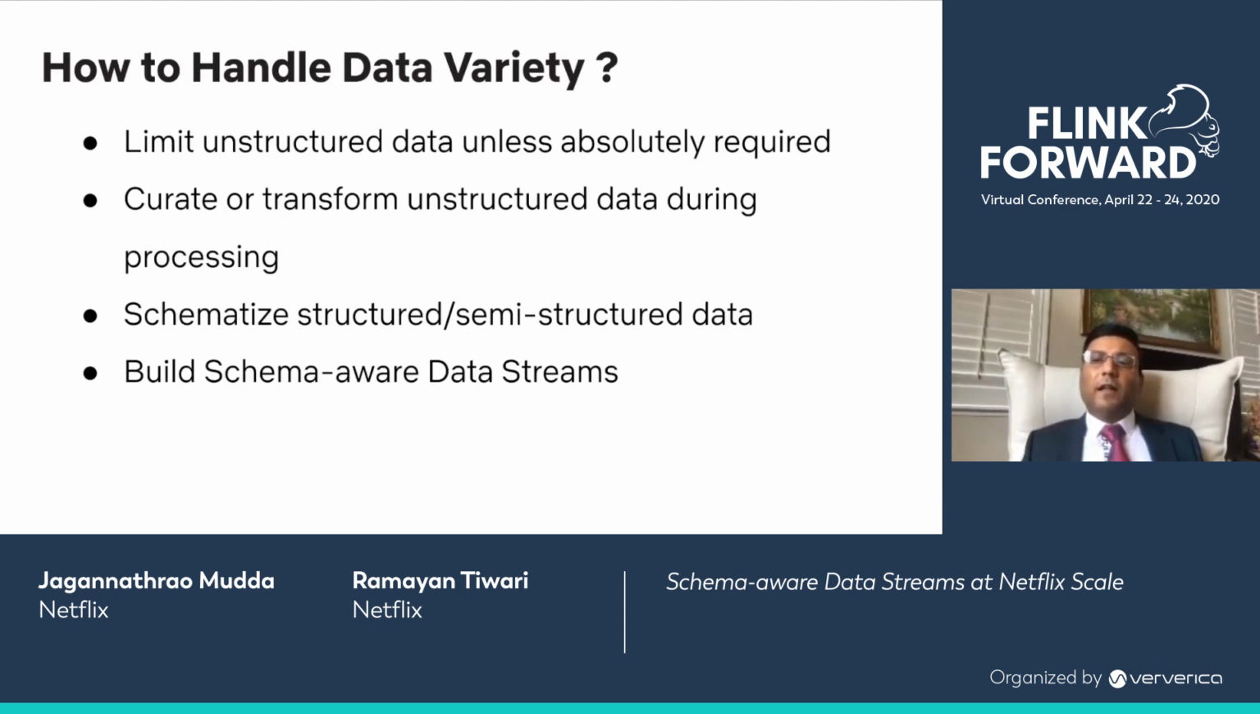How can we handle the data variety issues? First thing is to limit producing unstructured data. If not possible, curate the unstructured data as semi-structured or structured data. Secondly, schematize structured or semi-structured event data. Finally, build the schema-aware data streams across the data organization by defining the schema in a centralized schema repository.